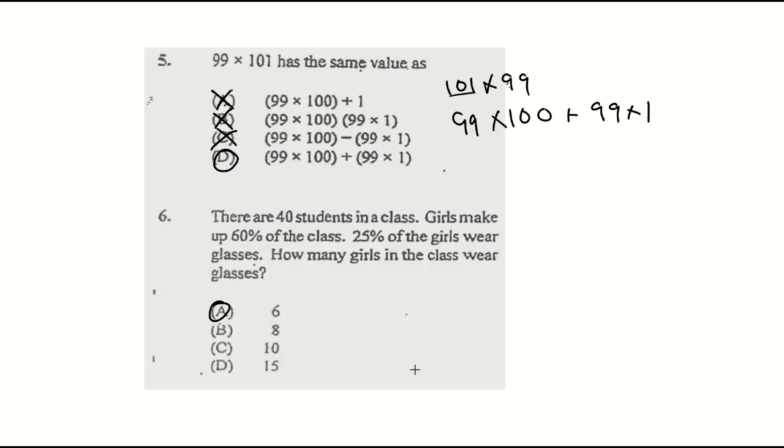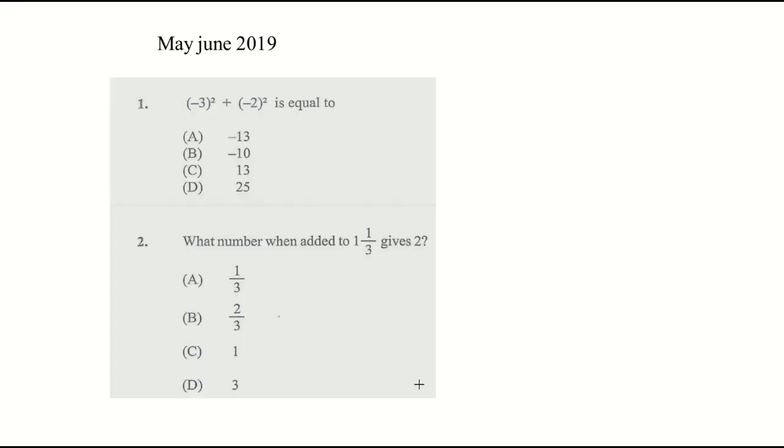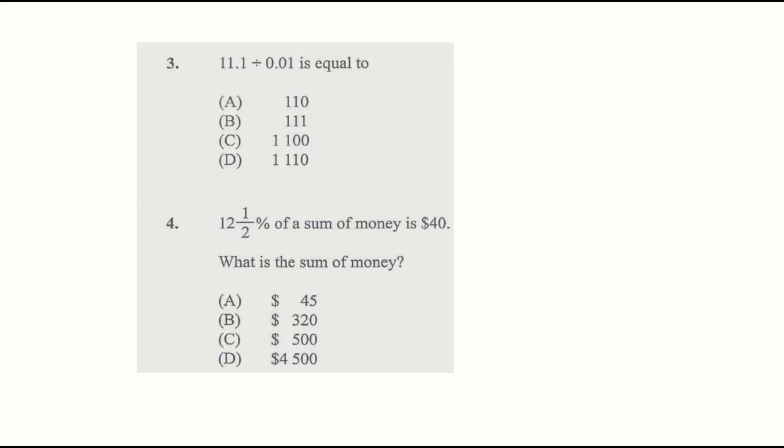Okay, let's go on to May, June 2019, paper 1, number 1 to 6. This is a repeated question. We know the answer is 13. This is our next repeated question. 1 and 1/3 plus 2/3 is 2.